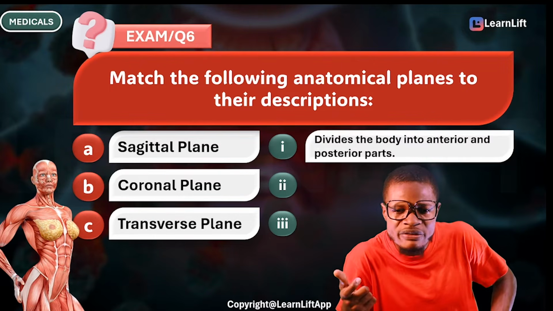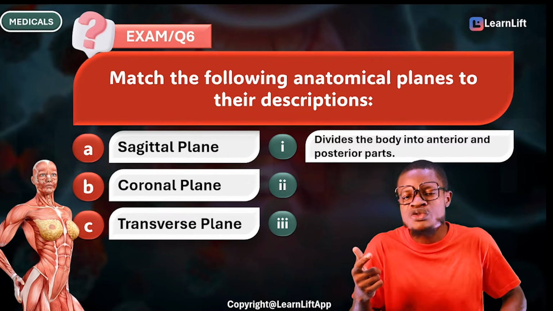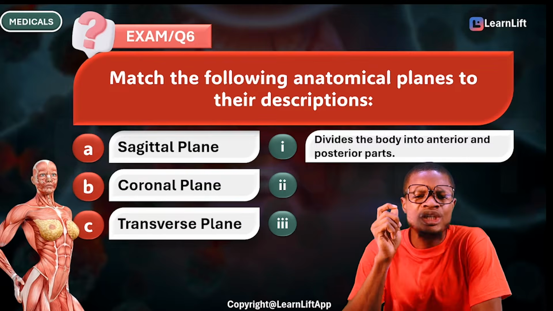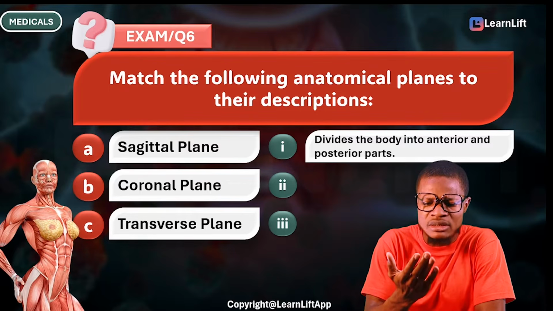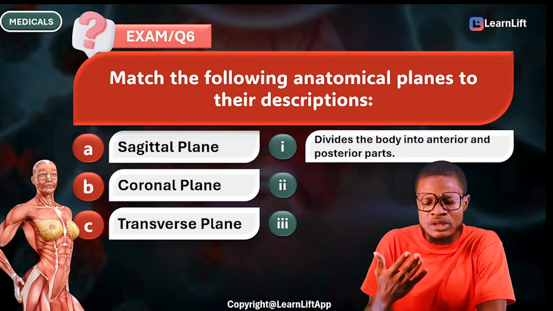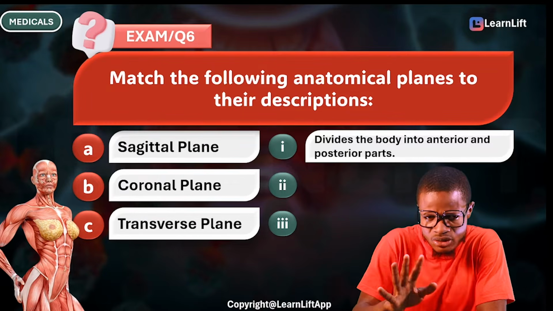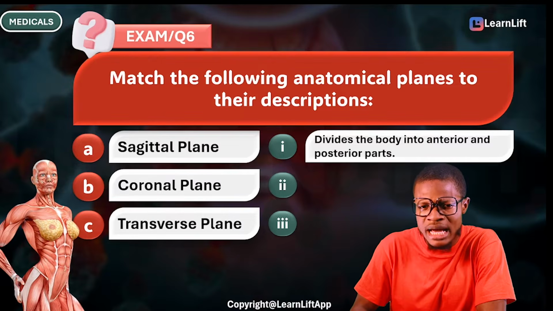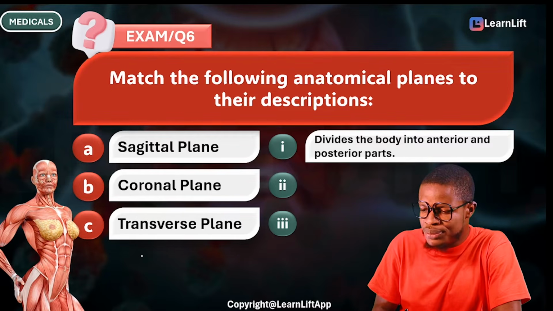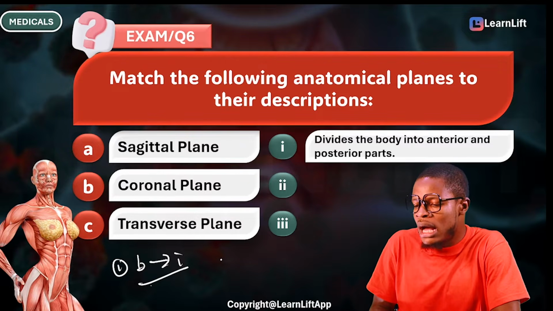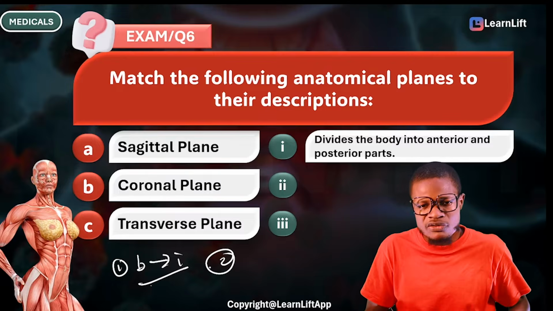We have to match divides the body into anterior and posterior. Okay, let's go gradually. Which one will divide the body into anterior and posterior? Of course, that's your coronal or the frontal plane. Coronal or the frontal plane divides the body into anterior and posterior. Of course, that means you're going to match option B and 1 together. B links with 1. That's correct. The second one, I'll give you, only you will match it for me.